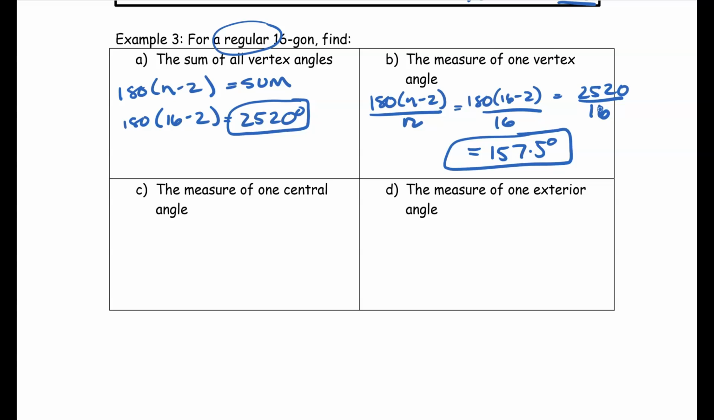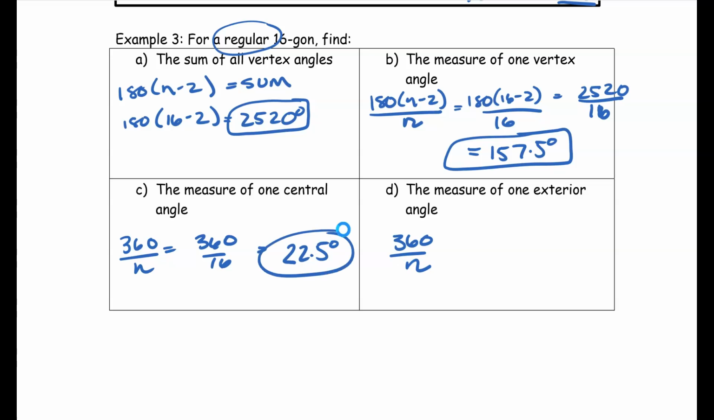The measure of central and exterior angles, C and D, are going to be the exact same because it's always 360 divided by n for both. It's the same exact formula. So it's 360 divided by 16, which is 22.5 degrees. And so the same thing will be true for that one.